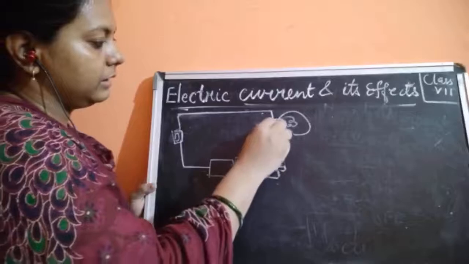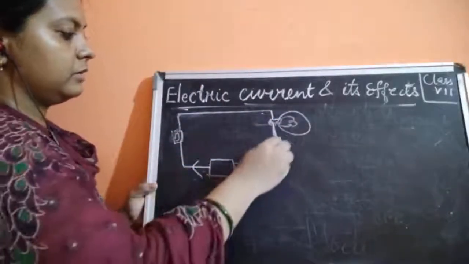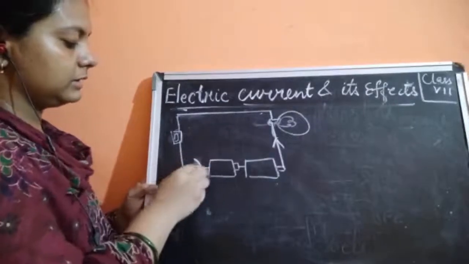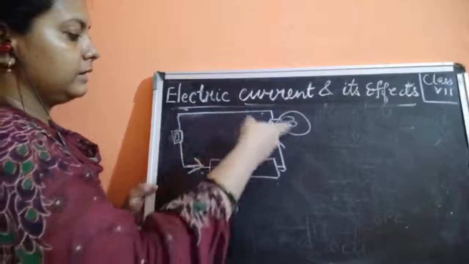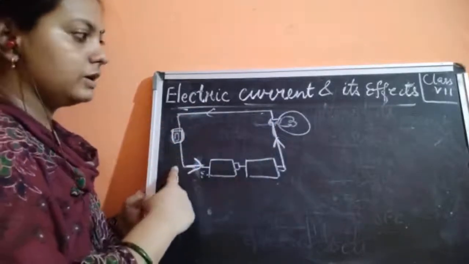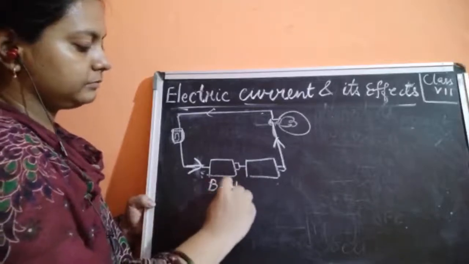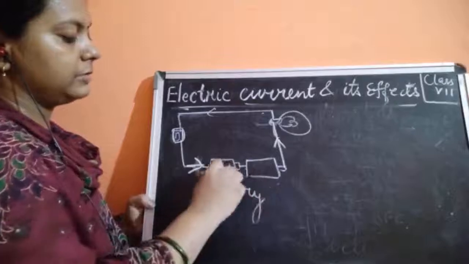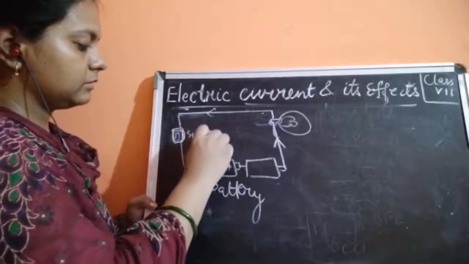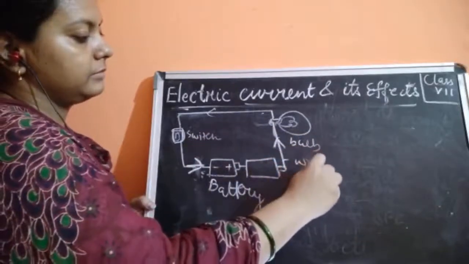And then again this is being joined. This is the coming side, and then this is flowing here, which is in on condition. So these are the representations. This is a battery, where this side is positive, this side is negative. Again this is a switch, this is a bulb, and this is a wire.